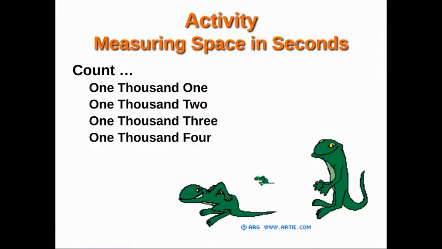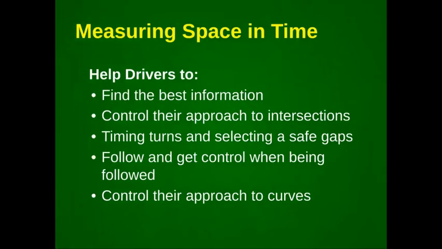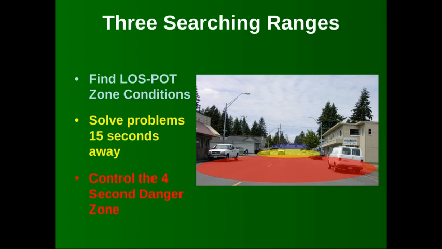We do measure space in seconds. An effective way is to pick an object and count 1001, 1002, 1003 to judge how far away you are from the object. It helps you adjust your speed, and it works in any situation. So it gives you the best information to control.